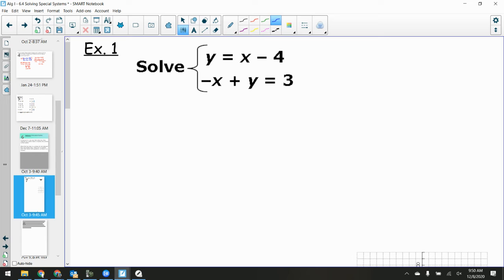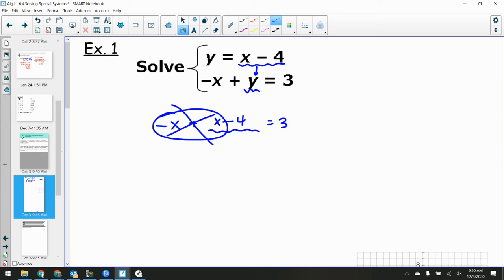Why is this one set up for substitution? Y is by itself. So that means if y is by itself, I can plug that into y. I can take it from one equation and plug it into the other. So my equation 2 was negative x plus y equals 3. So I plug in that x minus 4. Okay, what happens in my equation? Yeah, and what do I get when I do that?